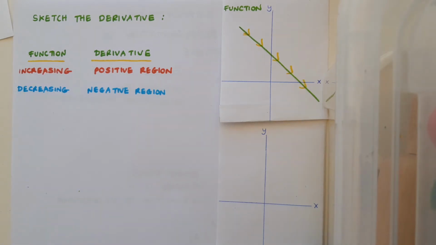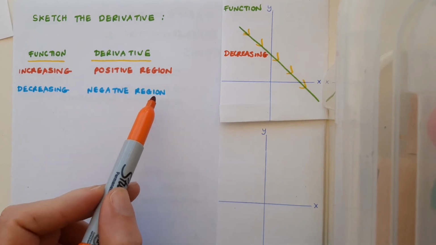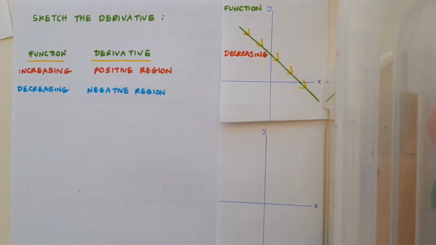Now it's pretty clear that this linear function is sloping down. So if it's sloping down, that means the function is decreasing. And if the function is decreasing, and you can see here it's only decreasing, then I should be focusing on the negative region of my graph for the derivative. And of course that negative region is the region below the x-axis, which is just this section down here.